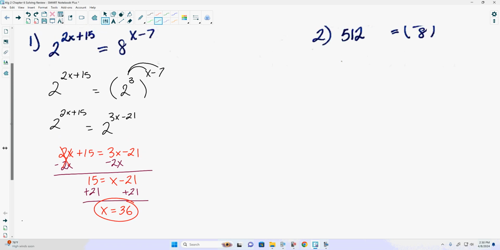And that's it. So the main thing for this here is getting the bases to be the same. Once they are the same, we set the exponents equal to each other. Questions on this here?